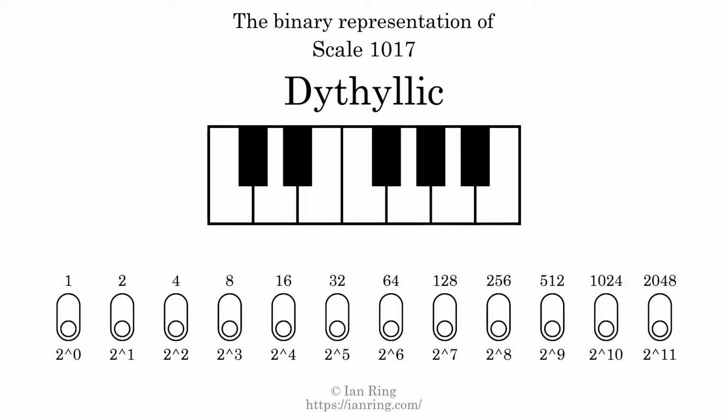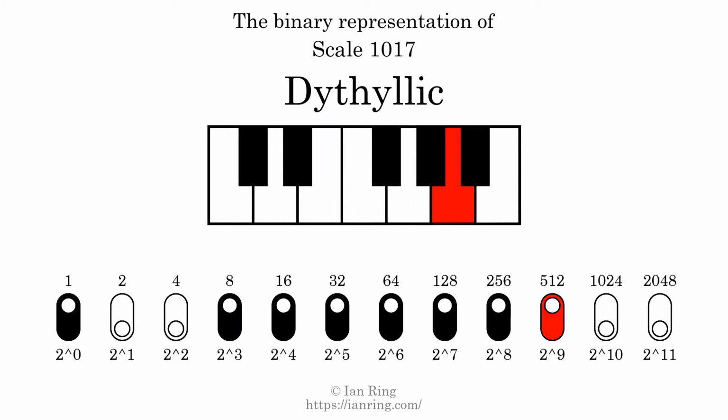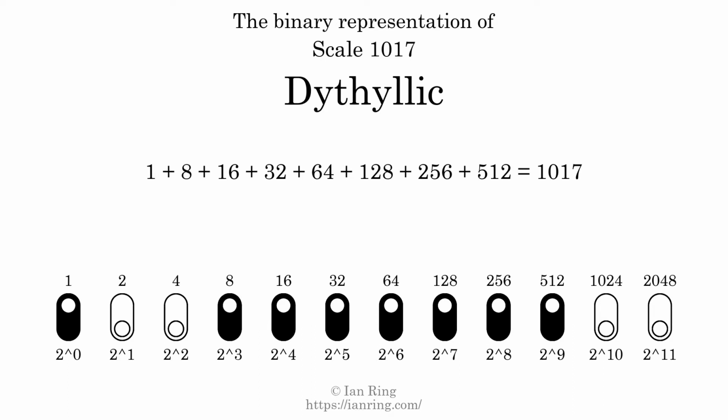The binary representation of this scale is determined by mapping tones of the scale to binary digits. Each binary digit represents a power of 2. To get the scale number, we add the powers of 2 together. The powers of 2 that are present in the scale, all added together, equals 1017. That is why the scale number, in decimal, is 1017.